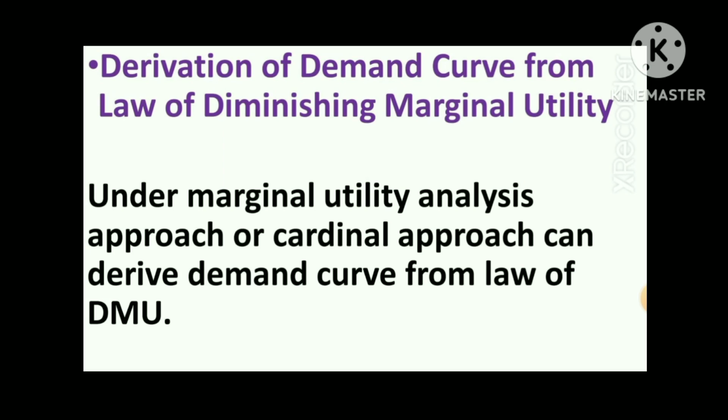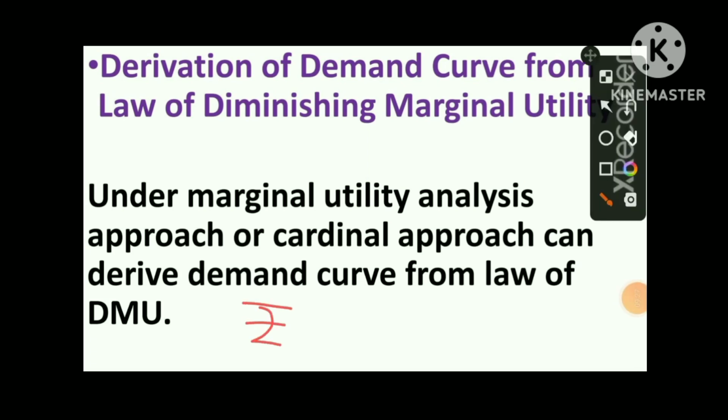Demand curve from the law of diminishing marginal utility. Under the marginal utility analysis or cardinal approach, we can derive the demand curve from the law of DMU. For this, suppose that the consumer consumes good X. As the consumer consumes successive units of good X, the MUx keeps on declining. Now if we take that 1 rupee of the consumer equals 1 util, example, rupees 1 is equal to 1 util.